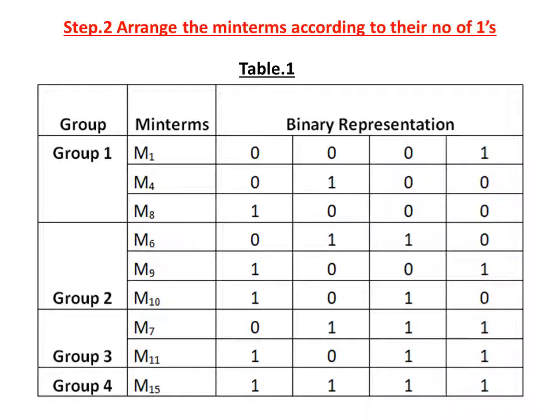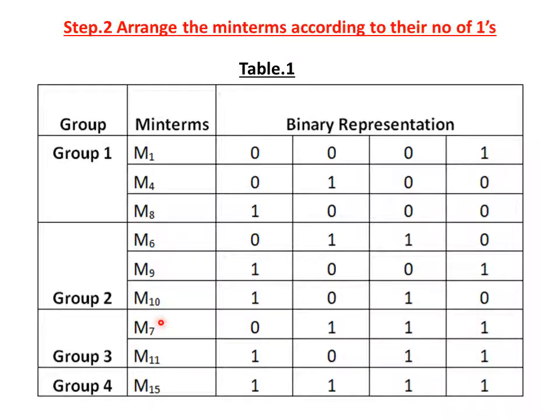So step 2 is arranging the minterms according to their number of ones. For group 1, the number of ones is 1, so the minterms are 1, 4, and 8. Next, group 2: in this group we have minterms with 2 ones. So 6 has 2 ones, 9 has 2 ones, and 10 has 2 ones.